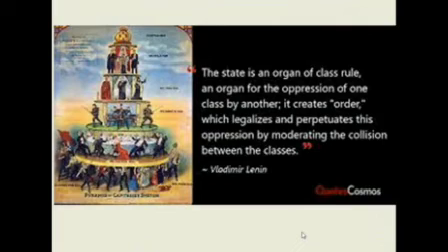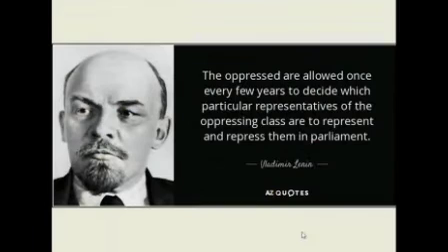Lenin, I think in his book State and Revolution, really expresses and explains very much what the state is in this sense. So the state, according to Lenin, is an organ of class rule, an organ for the oppression of one class by another. It creates order, which legalizes and perpetuates this oppression by moderating the collision between the classes. Therefore, the oppressed are allowed once every few years to decide which particular representatives of the oppressing class are to represent them and repress them in parliament.